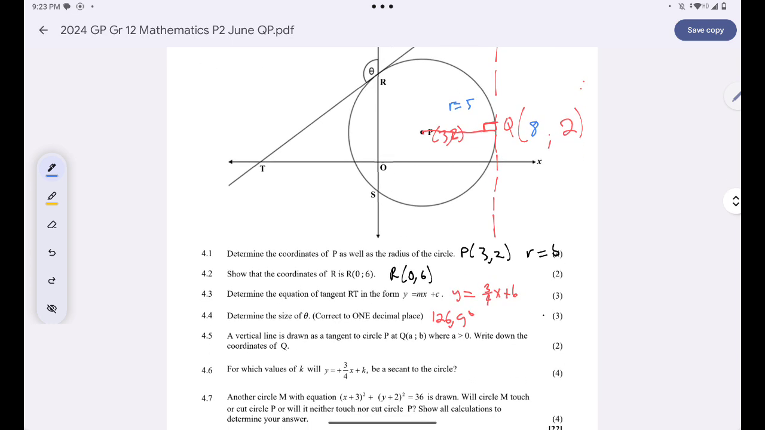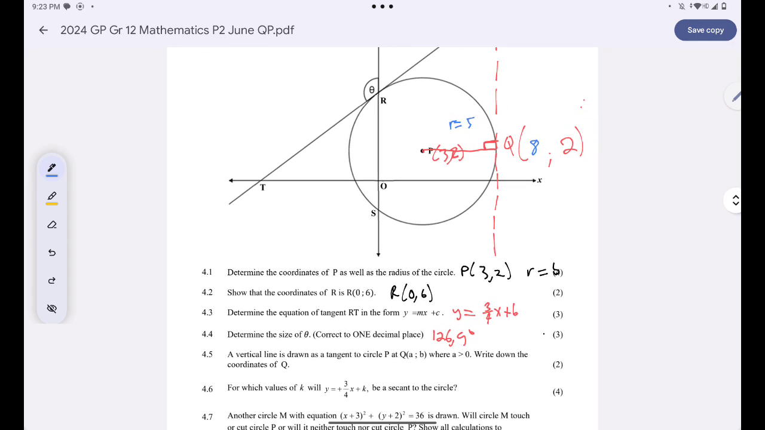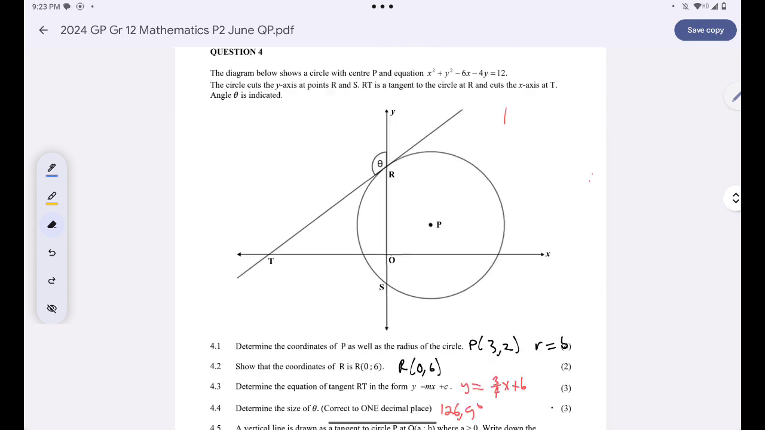Are we together? And then now I'm asked for which values of k will that kind of a graph be a secant to a circle. That kind of a graph has the same gradient as our tangent, right?